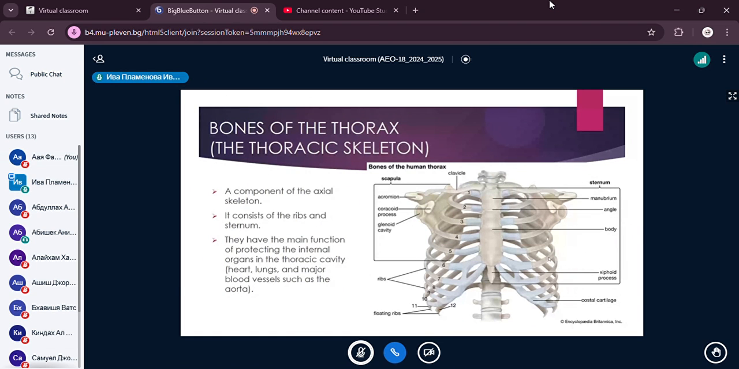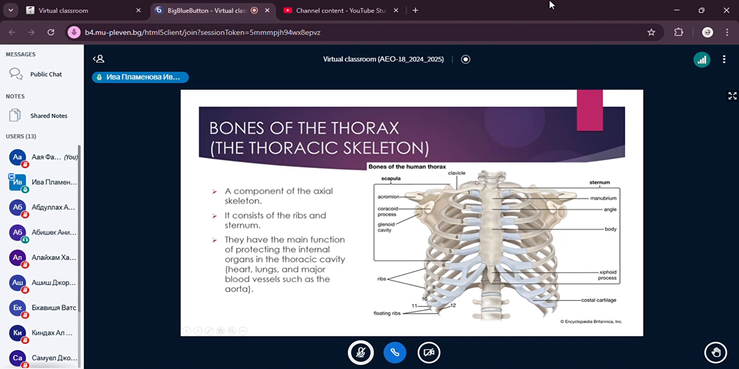today we can start with the bones of the thorax. Of course, you know that the thorax consists of the ribs and the sternum. The main function is to protect the internal organs in the thoracic cavity. Which are the organs? Of course, the heart, lungs, major blood vessels like the thoracic aorta, superior and inferior vena cava, and others, which you will learn about next semester.